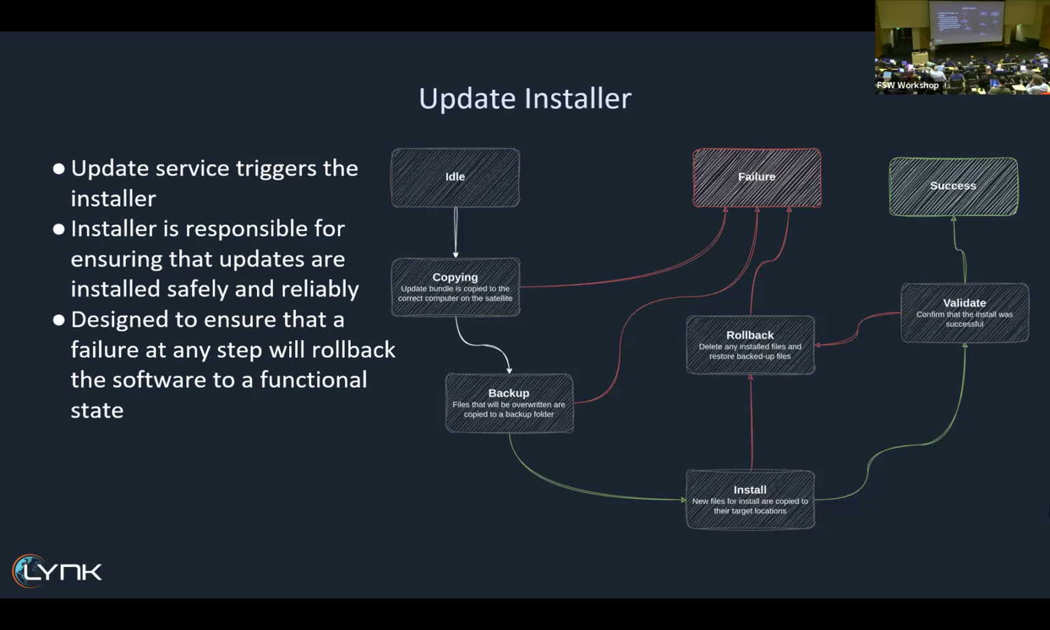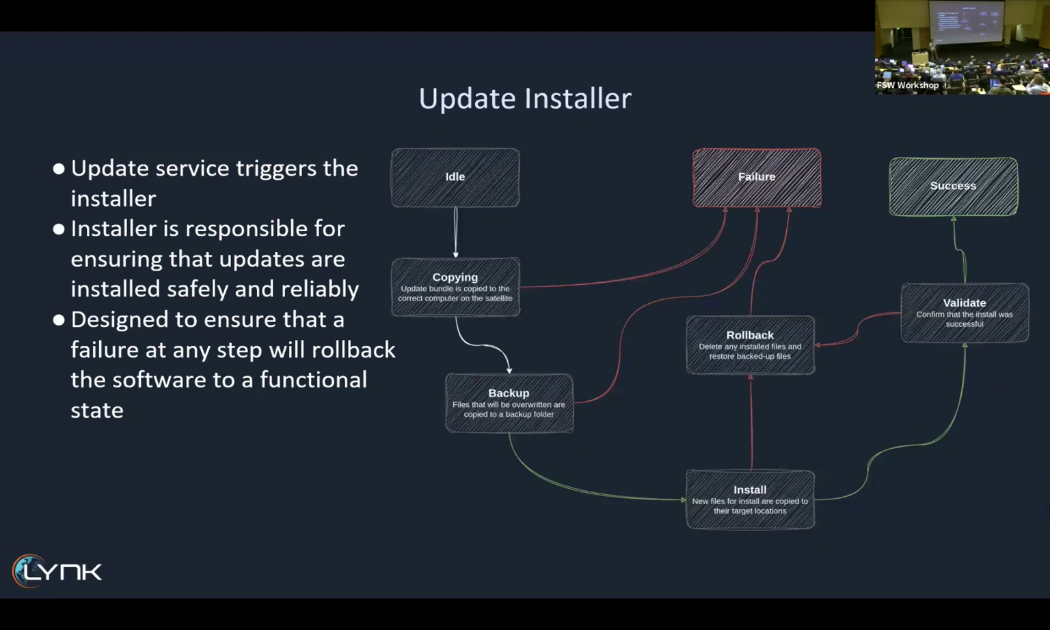If you get as far as the install, where you're actually starting to modify the files, or the validation phase where it's already modified, you need to put the system back into a good state. And that's what this rollback phase does. Rollback phase basically just goes and unrolls everything that it did. So any new files that were installed, it's going to delete them. Any files that it backed up, it's going to put back.